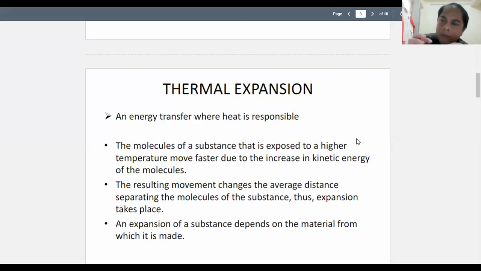But when you cool down the metal ball and heat up the ring, you'll notice that it will now be possible to let the metal ball pass through the ring, because the ring will expand and the metal ball at the same time will shrink. Again, the nature of thermal expansion.